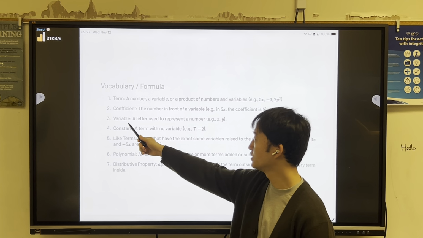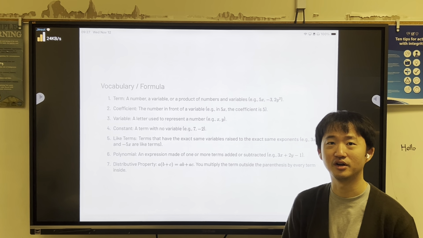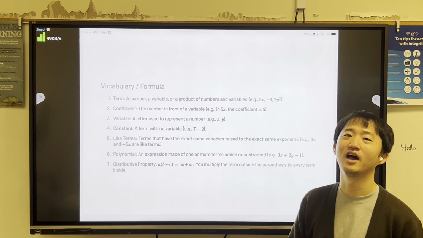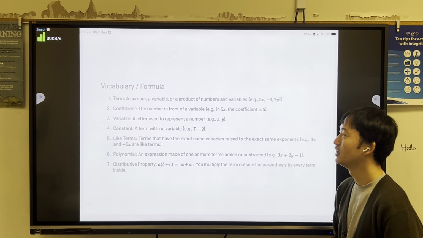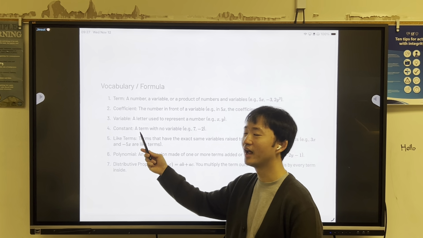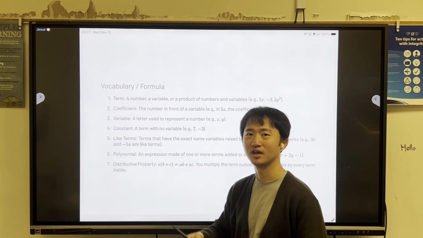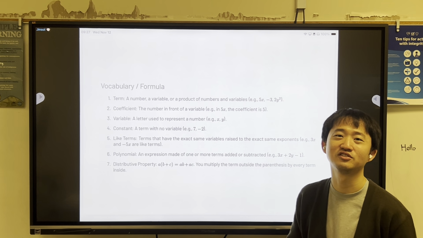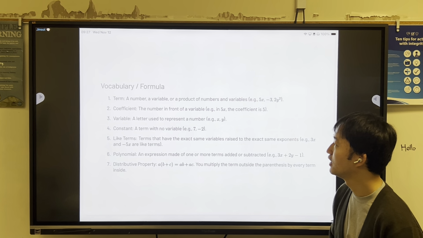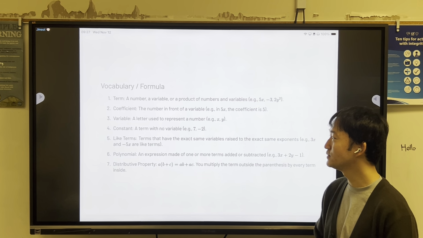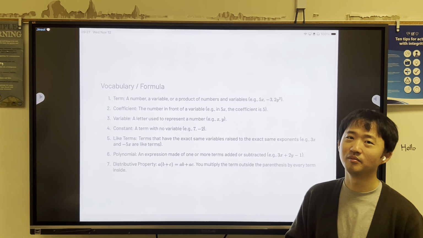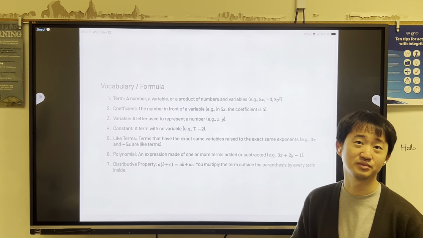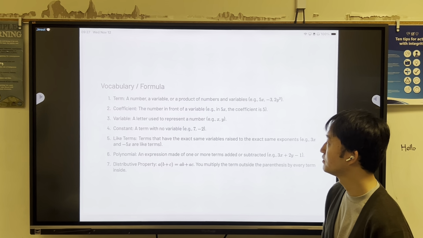And the variable, of course, is a letter used to represent a number. So x, x squared, y, things like that. The constant is a term that has no variable on it. Okay, it is constant because there's nothing to be changed. And the like terms, like we said, are the terms that have the same variables and perhaps potentially different coefficients.